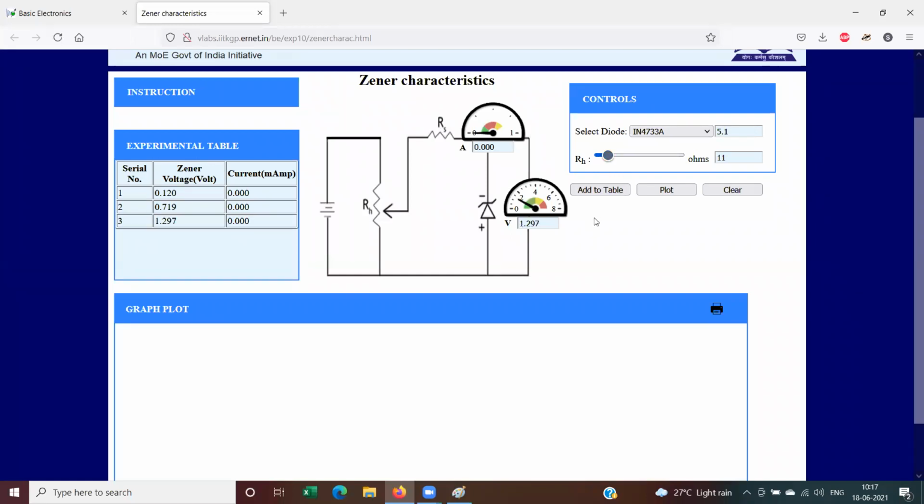It's not required that you get the exact same values I am taking. See that although V is increasing, the current I is 0 because the Zener diode has not yet reached its breakdown potential. Is it okay? The breakdown potential is 5.1 volt. So till this voltage reaches 5.1 volt, the current I is expected to be 0 because this is behaving like a reverse bias diode.